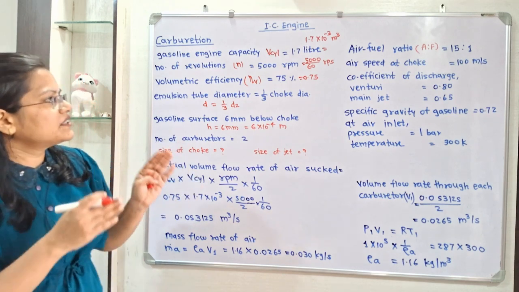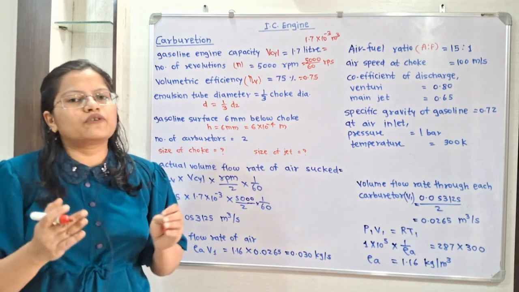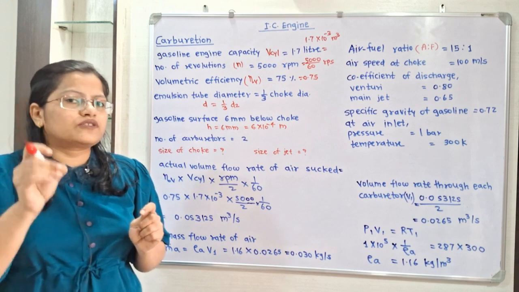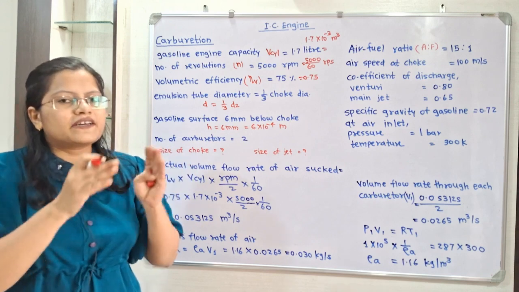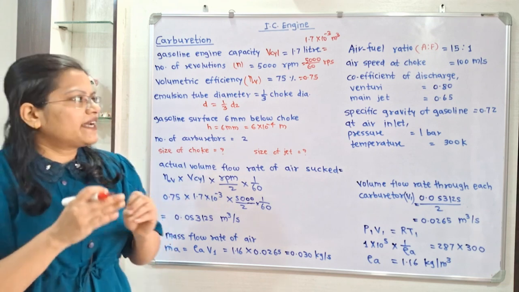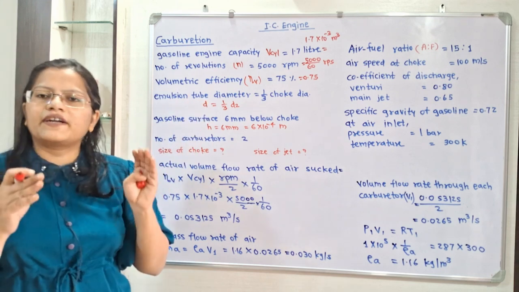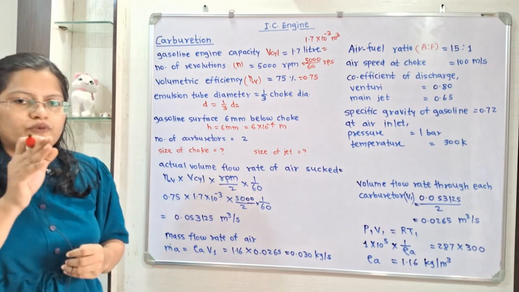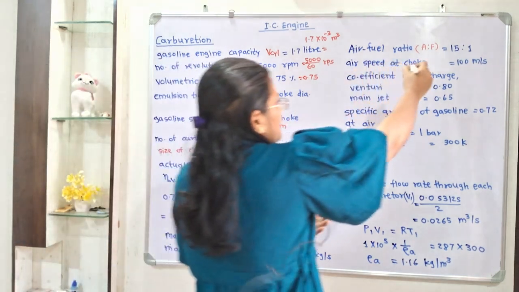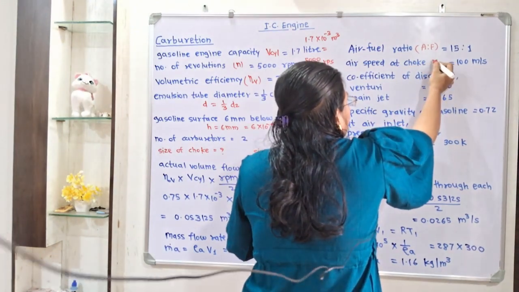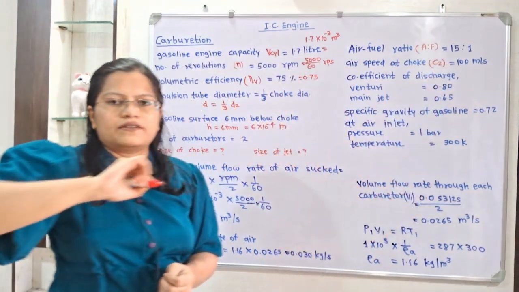Air speed at the choke. We will use the suffix 2 at the choke. So the air speed which is entering at the choke is 100 meter per second. So C2, with suffix 2, has the value of 100 meter per second.